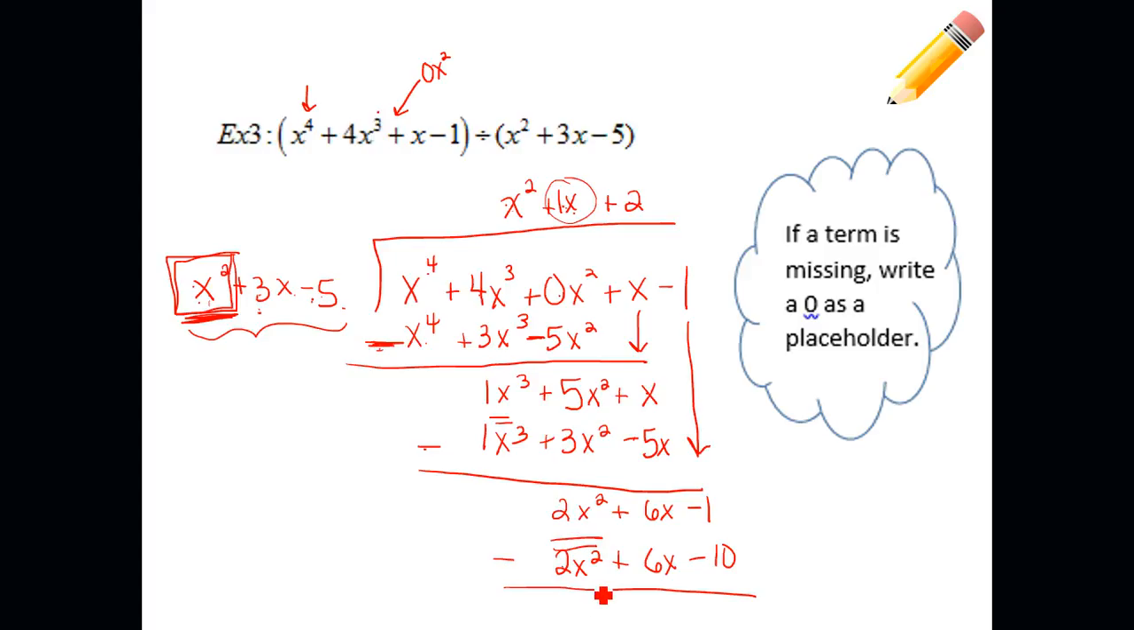2x squared minus 2x squared, none. 6x minus 6x, none. Negative 1 minus negative 10, there's 2 minuses again. That will be 9. So my remainder is 9. So my final answer is x squared plus 1x plus 2 plus my remainder of 9 over what I was dividing by, x squared plus 3x minus 5. This is how I would write the answer or the quotient for that division problem.